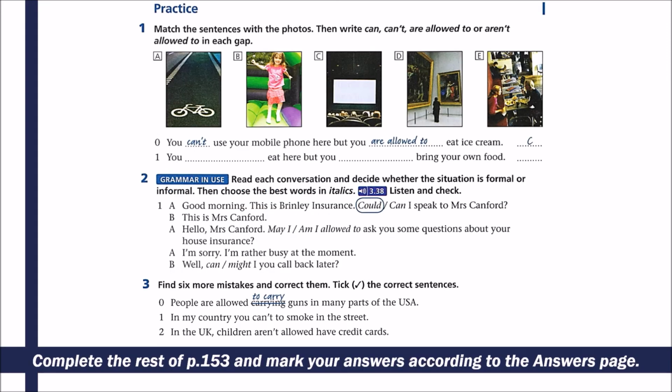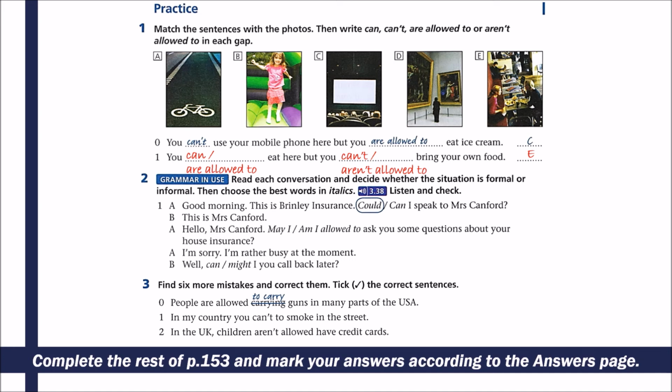Now let's look at the practice. Exercise 1. You have to match the photos with the sentences and then fill in the blanks. Question 1 is about food, and the only picture about food is eat. When you go to a restaurant, you can eat, or you are allowed to eat. But most of the time, we can't or aren't allowed to bring our own food. As you can see, can is interchangeable with are allowed to, and can't is interchangeable with aren't allowed to.